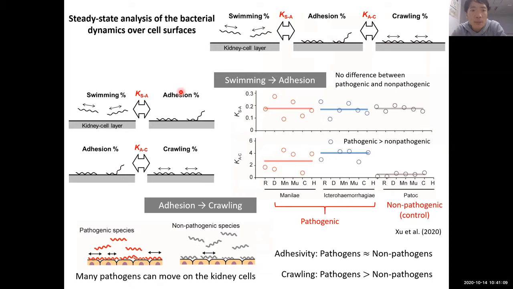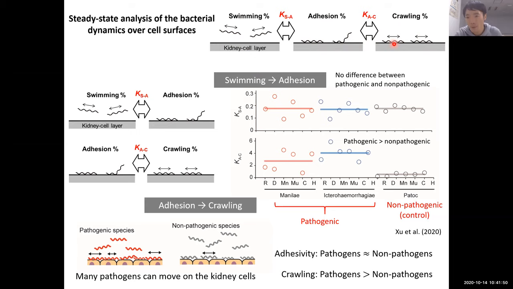Yes, this is the first result, steady state analysis of the spiral dynamics over cell surfaces. So this is a model. We grouped the leptospira condition into three different states: swimming state, adhesion state, and crawling state. Sometimes the difference between adhesion and crawling is complicated, but adhesion means adhered, however they cannot move on the surface, just adhered. Crawling means adhered and movement.